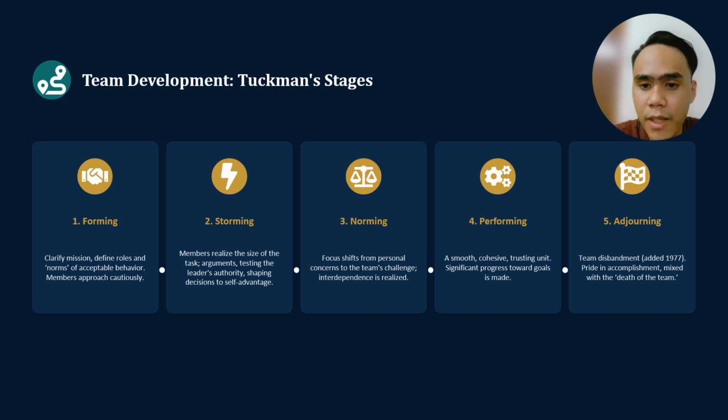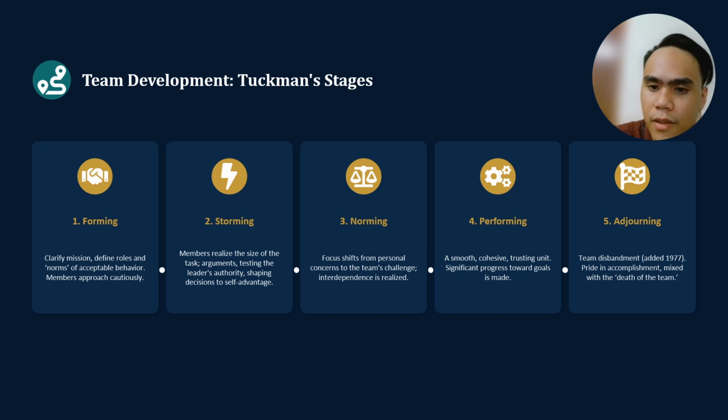Stage four is performing. The team has matured into a smooth, cohesive unit. Members trust each other and understand each other's strengths and weaknesses and how they support the mission, and are now able to work through group conflict productively. There's a greater appreciation for the team's own process. Members are more satisfied being part of the team, and this is the stage where significant progress toward the actual goals is made.